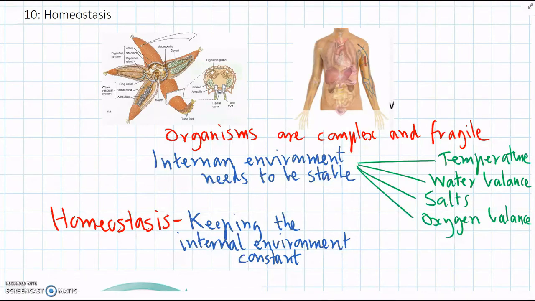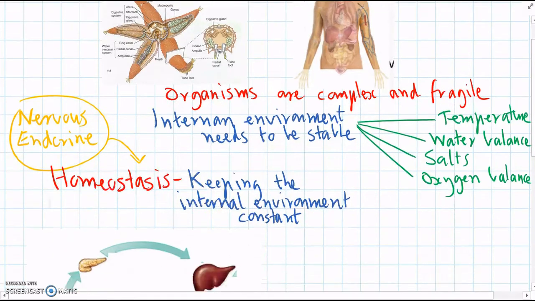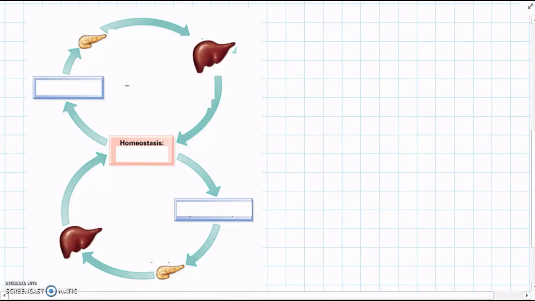And the two main body systems that we've learnt about, which are the nervous system and the endocrine system, they're also involved in homeostasis. So they can respond to changes on the inside of your body as well. And let's look at one example of homeostasis. This is the control of your blood sugar levels, and glucose in particular, which is a type of sugar.